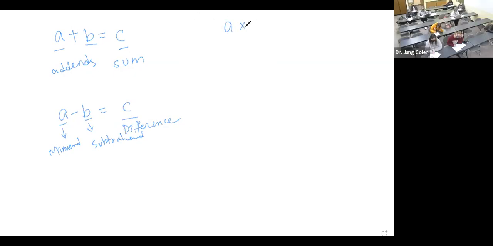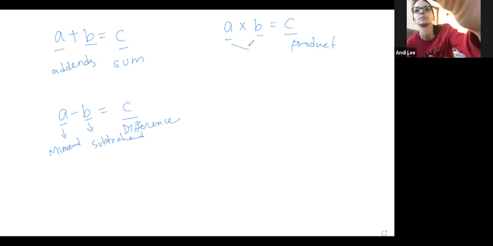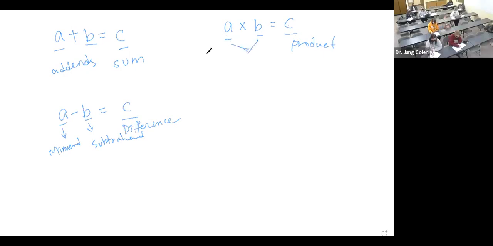In multiplication, a times b is equal to c. What do we call that answer? The product. Hey, good job. Product. What do we call a or b? Factors. It doesn't matter which one is the multiplicand or multiplier. So rather than distinguishing one from the other, we're going to call both of them factors. Awesome.